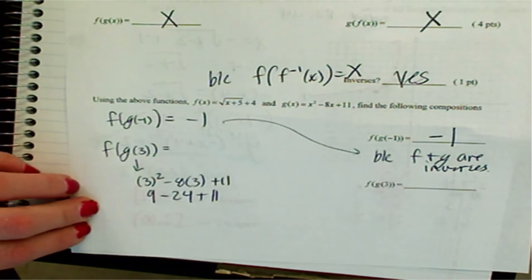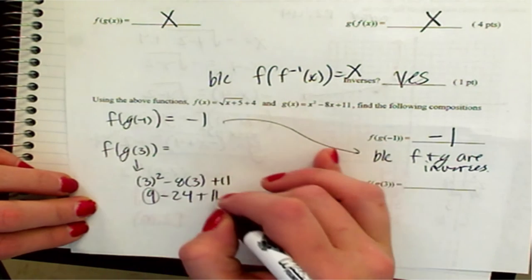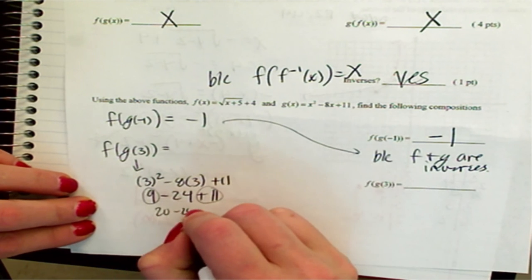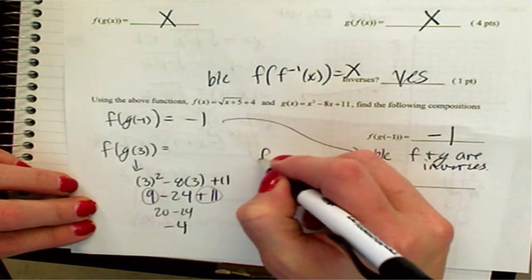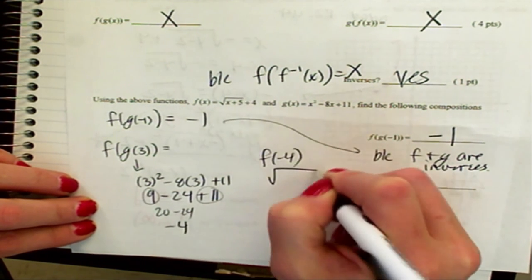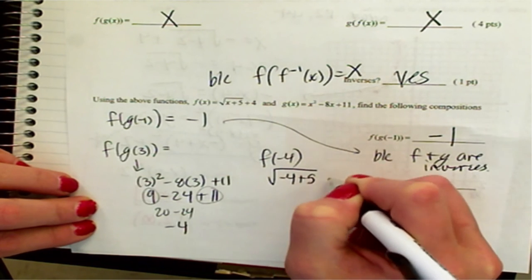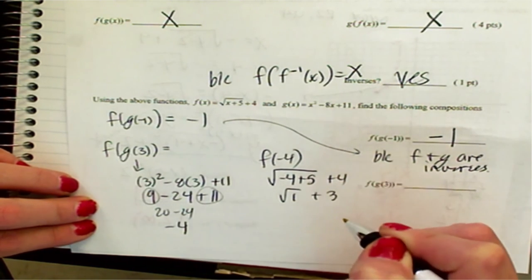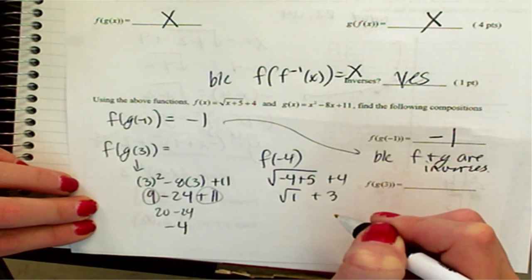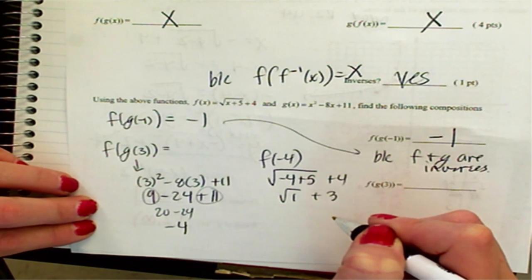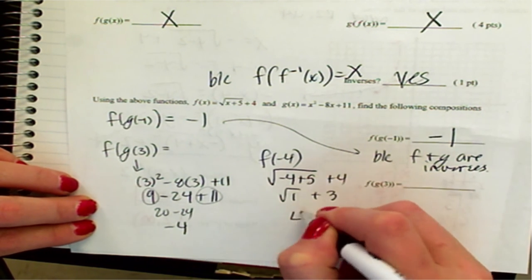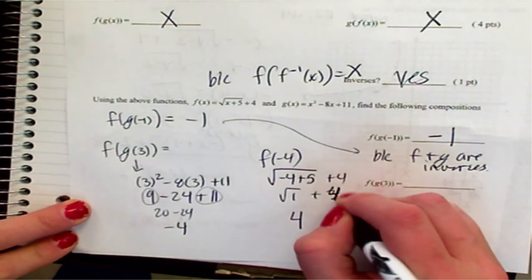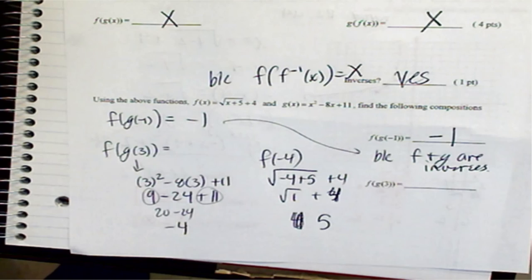Can someone add for me? What do we get? 20 minus 24, so we get -4. Okay. Root -4 plus 5 plus 4. Root 1 plus 3. I feel like something is not right. I get 4, but I'm supposed to get 3. What did I... Oh, no, I get 5.